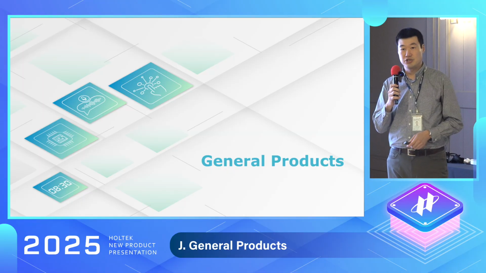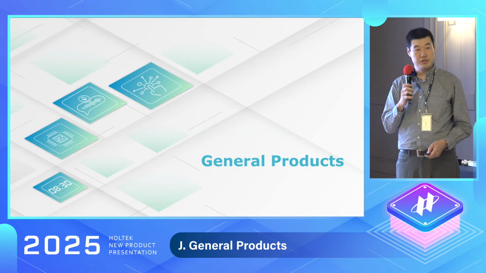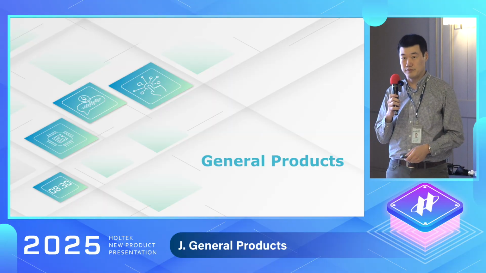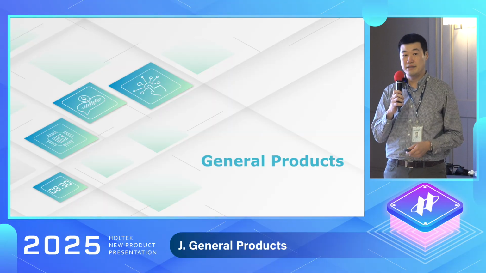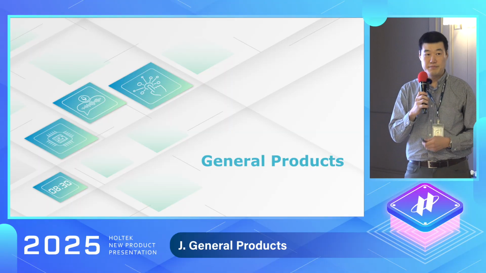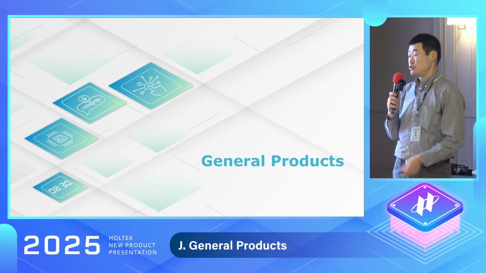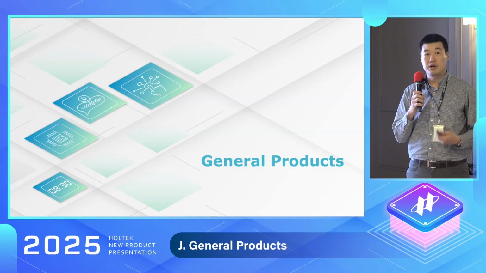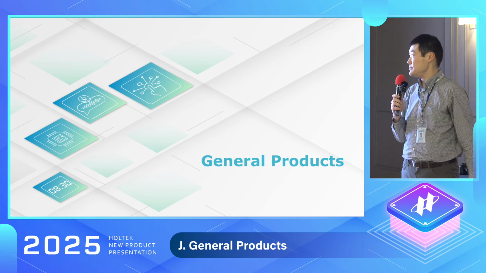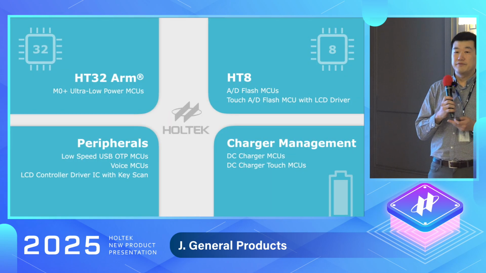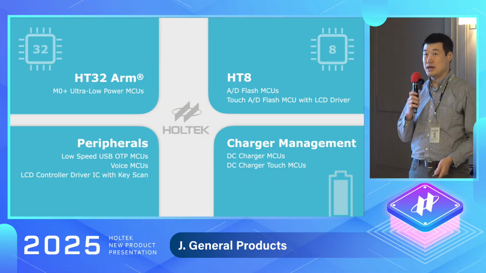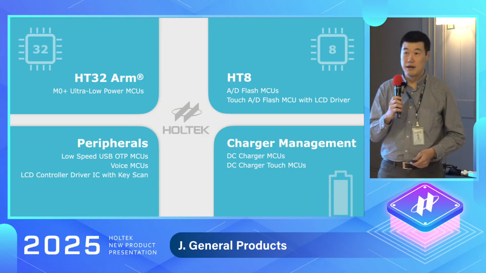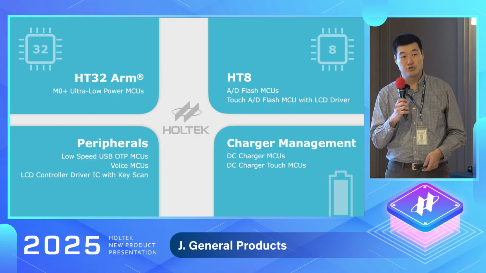So in the previous session, Holtek brought lots of interesting solution and marketing information to you, which is quite useful for your further promotion activity. In the last session of MPP, we are going to talk about general product, which is more focused on the product specification. We divided our new product into 4 sections. So we have 32-bit MCU, 8-bit MCU, peripheral, and charger management.